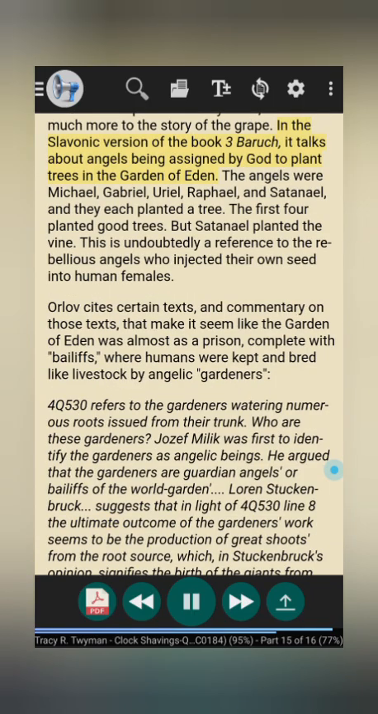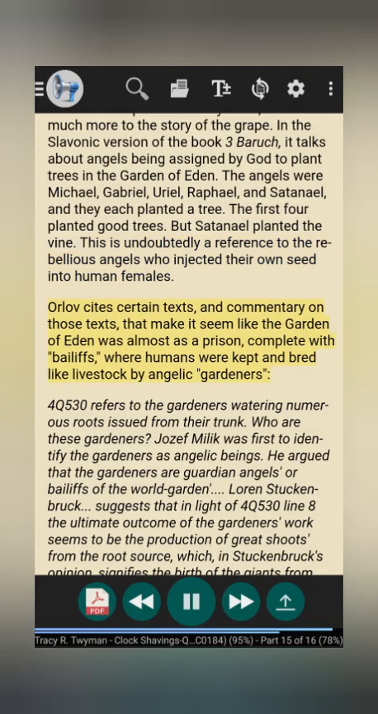In the Slavonic version of the book 3 Baruch, it talks about angels being assigned by God to plant trees in the Garden of Eden. The angels were Michael, Gabriel, Uriel, Raphael, and Sataniel, and they each planted a tree. The first four planted good trees, but Sataniel planted the vine. This is undoubtedly a reference to the rebellious angels who injected their own seed into human females.